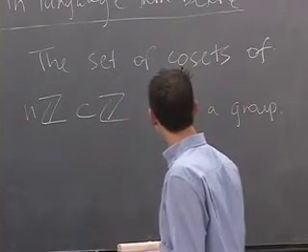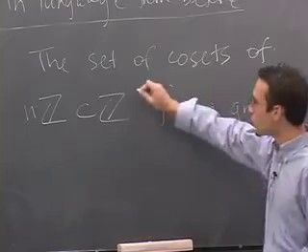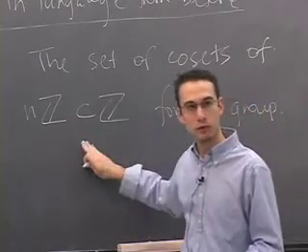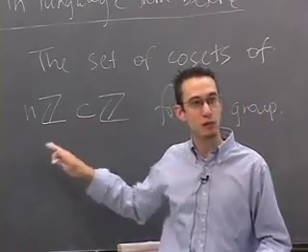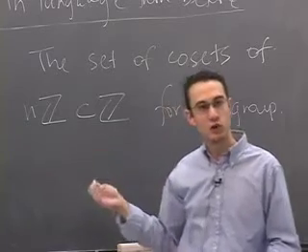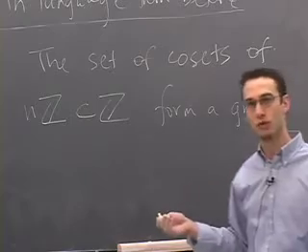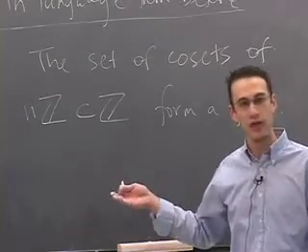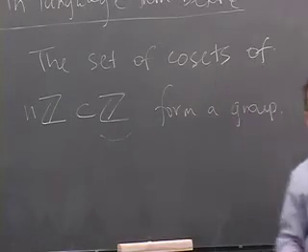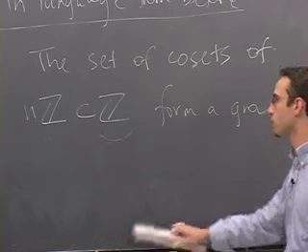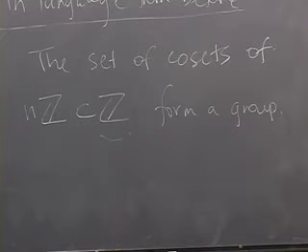And it's going to turn out that this isn't going to be true for arbitrary subgroups of a group. It's not going to be true that if I just have any subgroup, then the set of cosets form a group. But it is going to be true in the case of normal subgroups. But here that's trivial because Z is abelian, so every subgroup is a normal subgroup. Is that clear? Are there any questions? Okay, great.